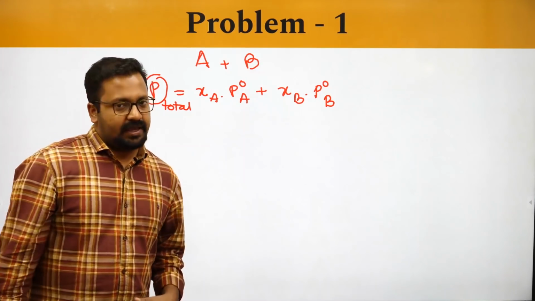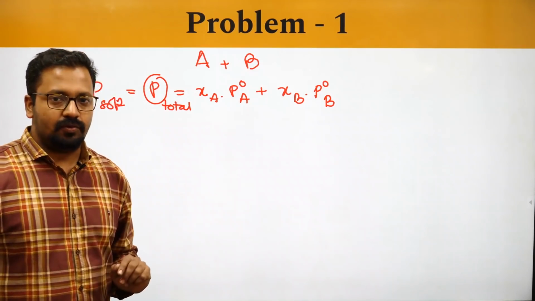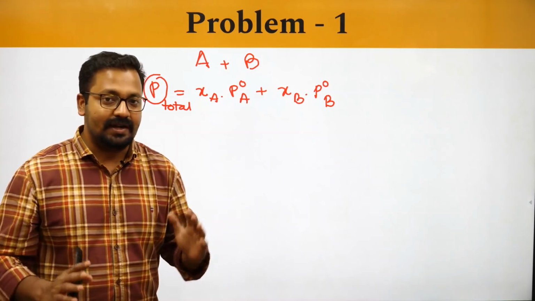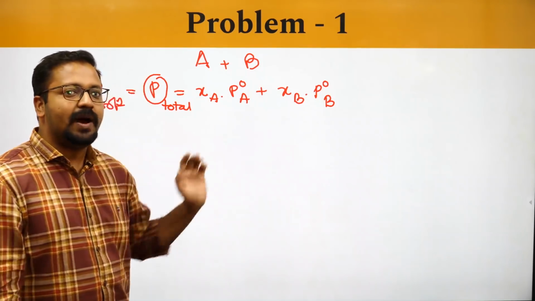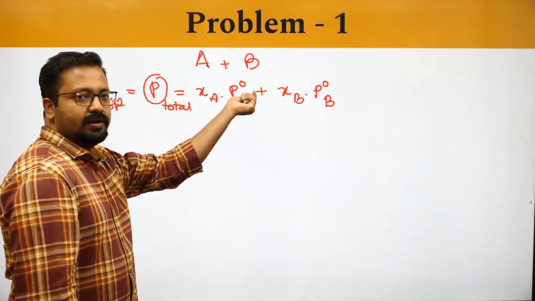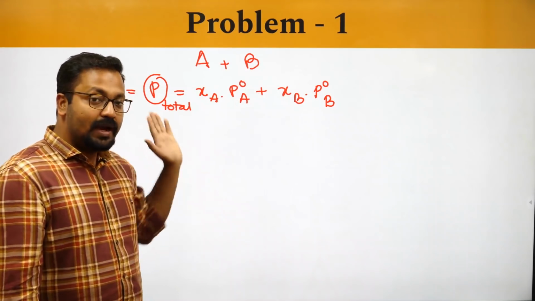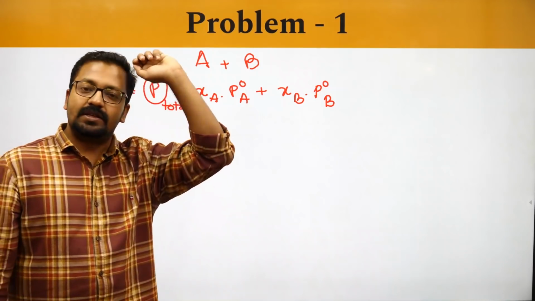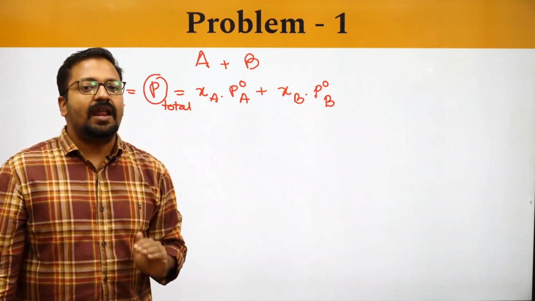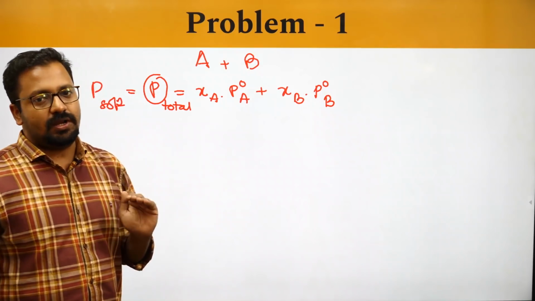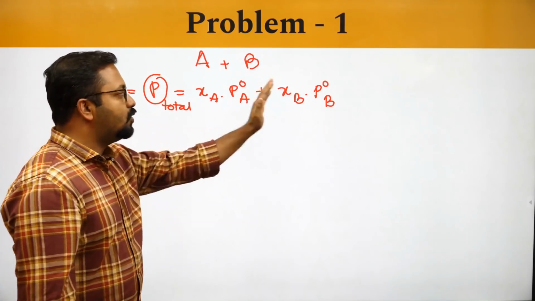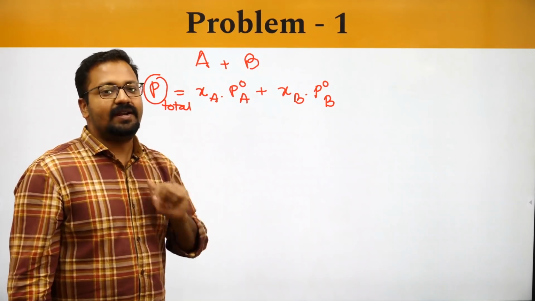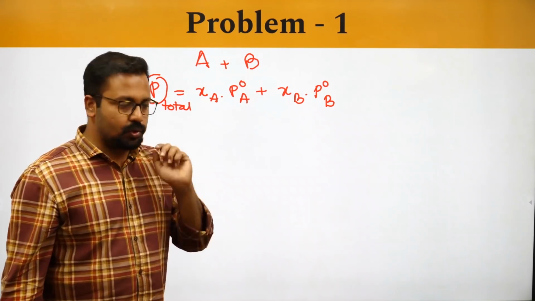Now, in a number of cases this is an ideal scenario. It looks like Dalton's law of partial pressure, doesn't it? Mole fraction times pressure. Now the point is, in a number of scenarios this total pressure is not equal to the sum, and that is a non-ideal solution.